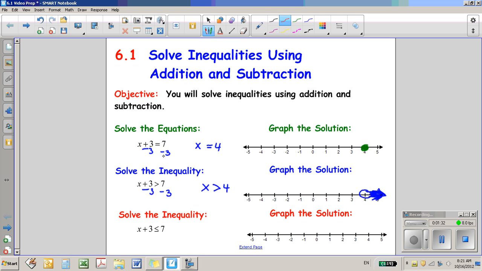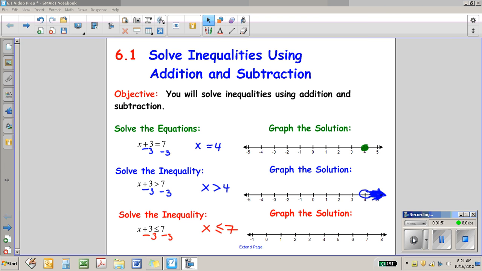Now for the last one, it's a little different because it's less than or equal to, but we're still subtracting 3 because we're still trying to isolate the x. And our answer will be x is less than or equal to 7. So now the equal to means that 7 is actually part of our solution. Okay, so I fixed my number line to have 7 on there. So we are going to find 7. And since my answer could be 7 because it's x is less than or equal to 7, we're going to fill this in to indicate that 7 is included. And anything less than 7 will also be included.